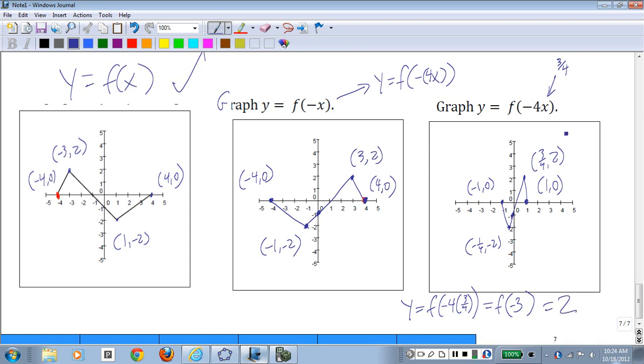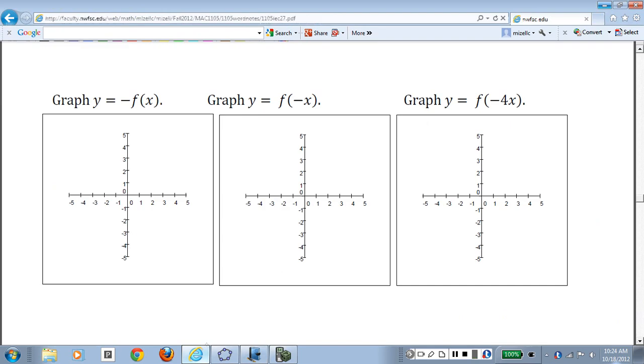So that tells us what the y-coordinate of that point ought to be. It ought to be 2 because that's what we get when we evaluate the right-hand side. Or we could just shrink the graph horizontally by a factor of 1/4, and that does the same thing. All right.